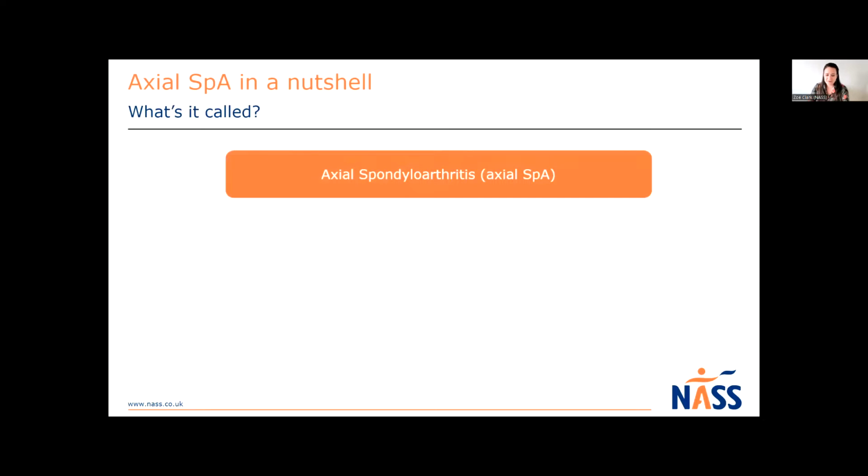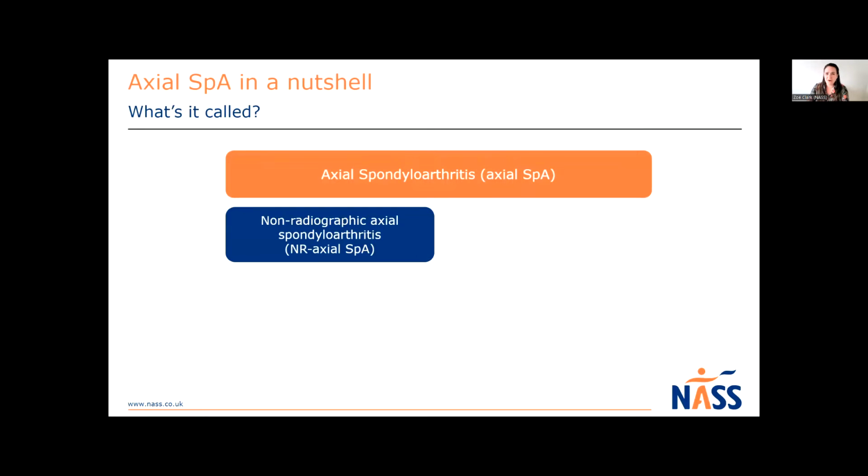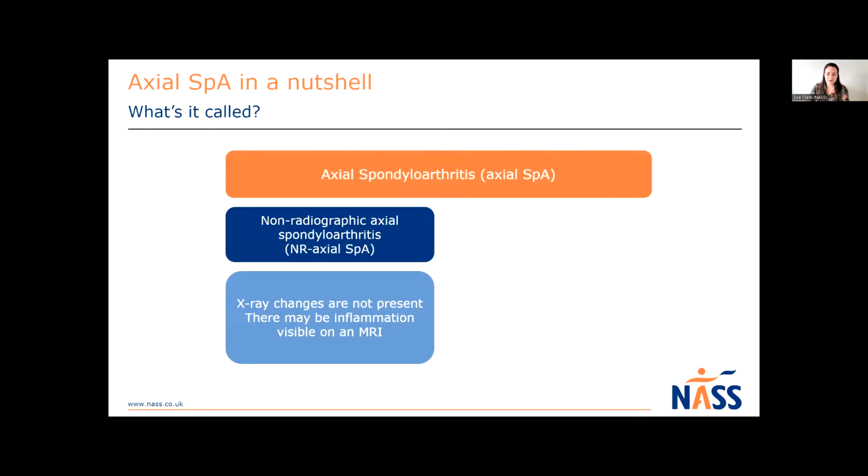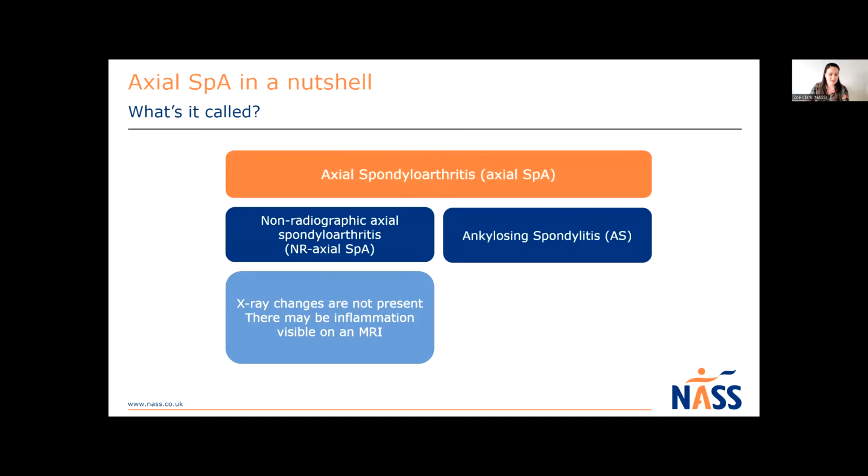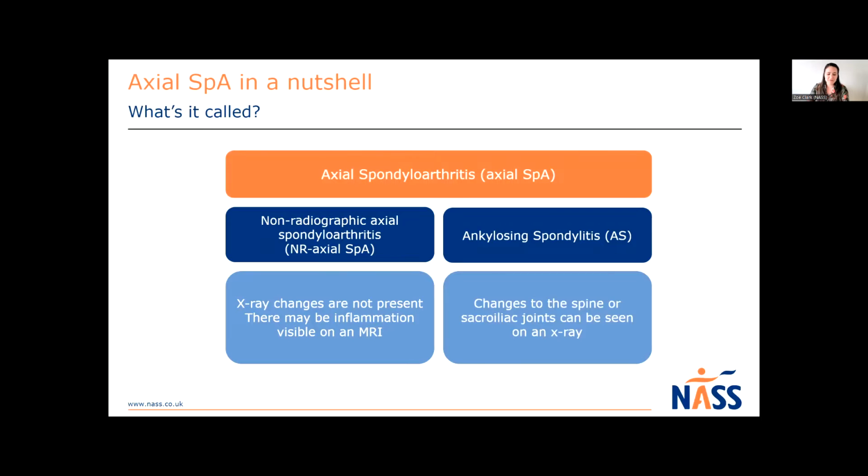Now, the terminology has changed a little bit in recent years, but it is still quite a mouthful. Axial spondyloarthritis is known as axial SpA for short, and this is the umbrella term. Some people are diagnosed with non-radiographic axial spondyloarthritis, and this means that they have symptoms of axial SpA, but when they have imaging done, there's no bone changes visible on an X-ray. They may or may not have inflammation shown on an MRI scan. Ankylosing spondylitis, known as AS for short, is the name that we use when someone has changes visible to the bones and they're seen on the X-ray. But not everyone with non-radiographic axial SpA progresses on to AS.